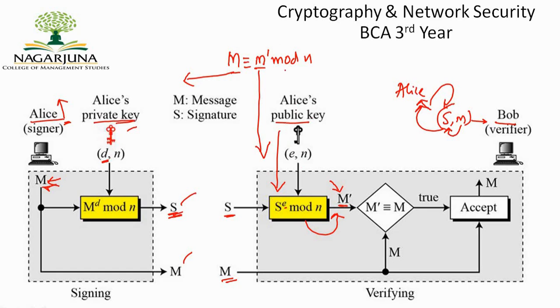If M and M dash are congruent, that is, if they are one and the same, and the condition is true, then the message is accepted. If it is false, then the message will be totally rejected. So this is how your RSA digital signature scheme works.